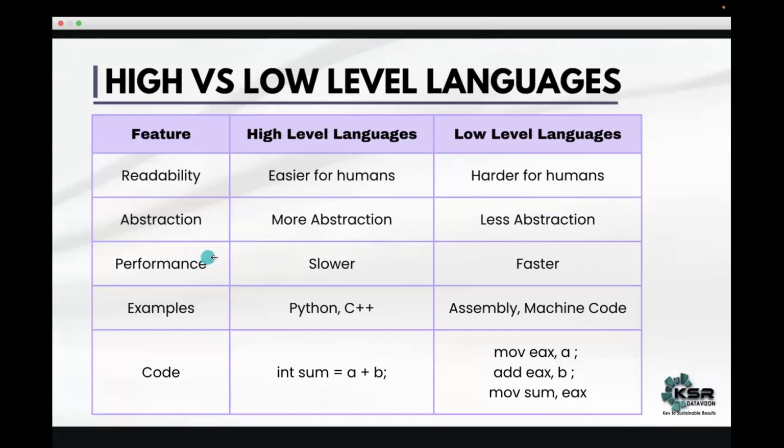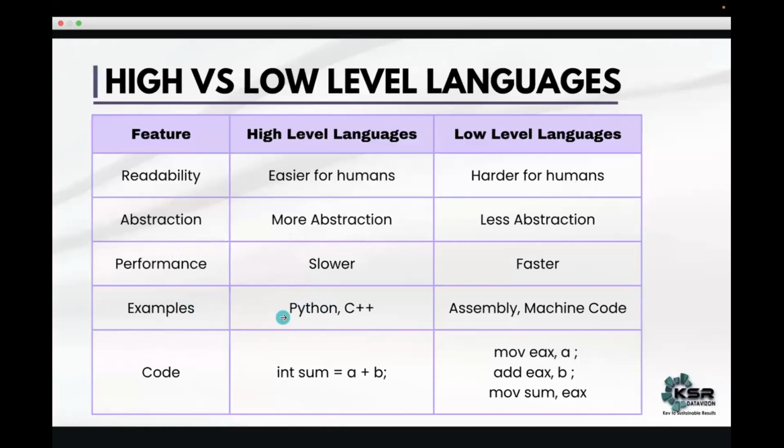Next, performance. High level languages are slower and low level languages are faster. Why? Because in a high level language, you still have to convert that language into zeros and ones. But in a low level language, it's already converted, or very easy to convert. So machine code or assembly language is almost converted, and it will execute very fast. But in high level languages, some time is taken to convert into machine code.